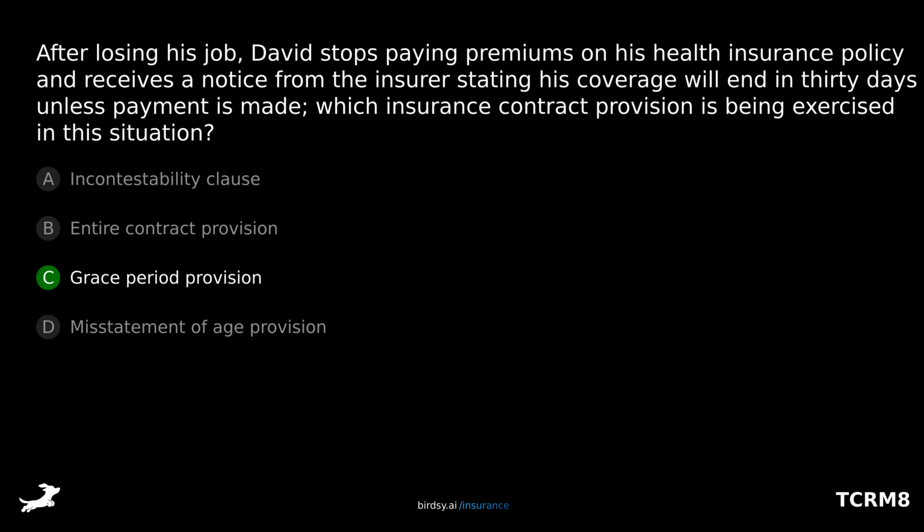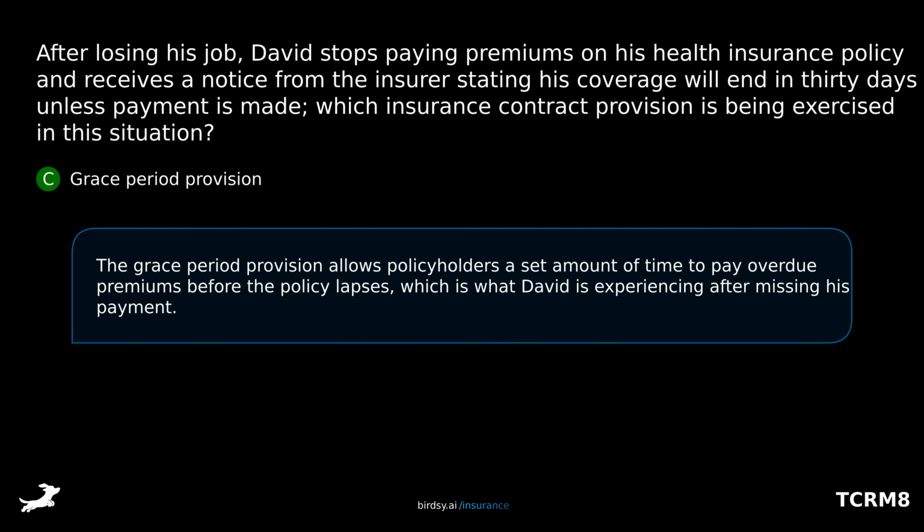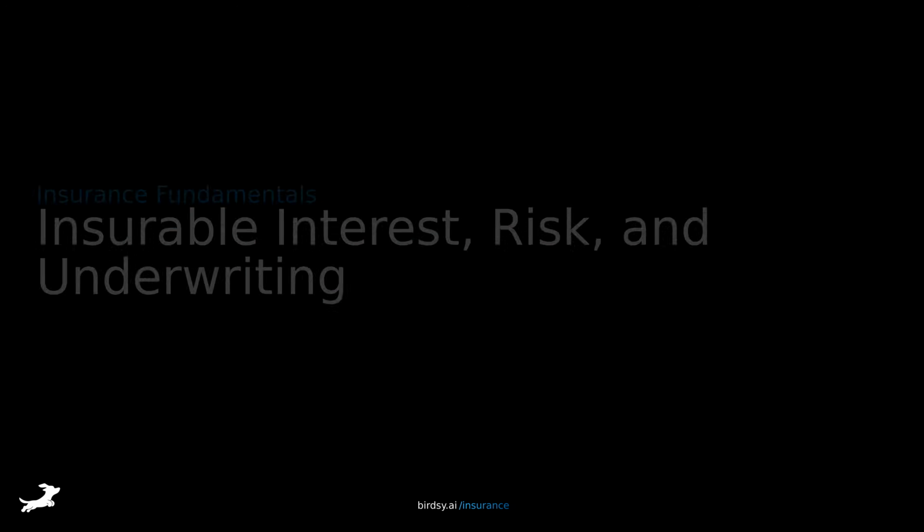The correct answer is C. Grace period provision. The grace period provision allows policyholders a set amount of time to pay overdue premiums before the policy lapses, which is what David is experiencing after missing his payment.